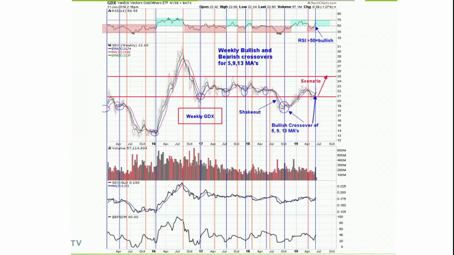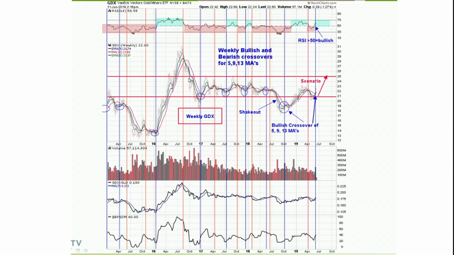This is GDX, another gold index. It's a weekly time frame. But what I want to point out here, we have a 5, 9, and 13 moving average on GDX. The blue lines are bullish crossovers. The red lines are bearish crossovers. I just wanted to point out where it happened. Right now, we're back on a 5, 9, 13 week moving average bullish crossover.